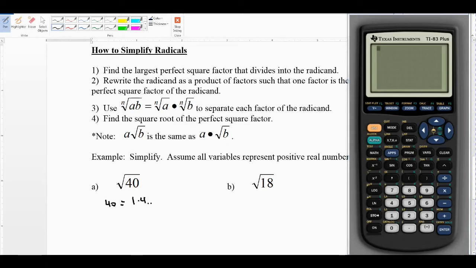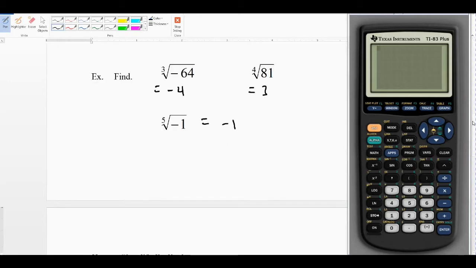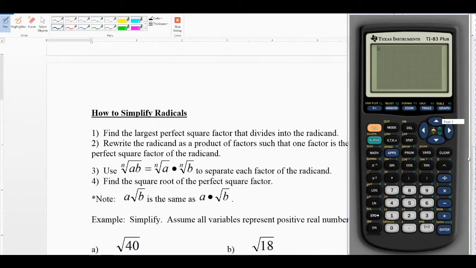Well, 1 times 40, 2 times 20, 3 won't divide, 4 times 10, 5 times 8, 6 won't go, 7 won't go, 8 will go, but we've already got the 8 in our list. So here are our 4 pairs of factors that give us 40. We multiply them together.